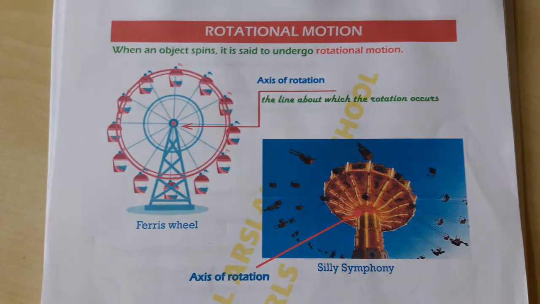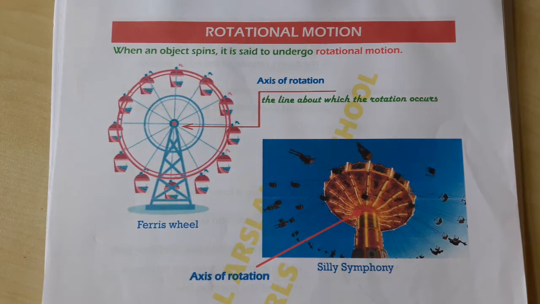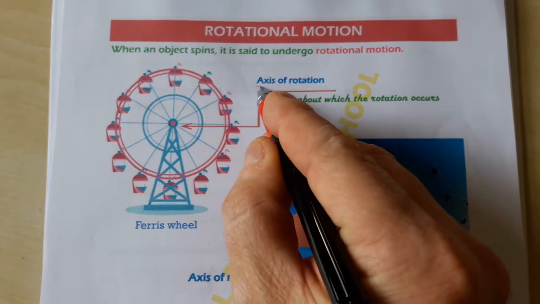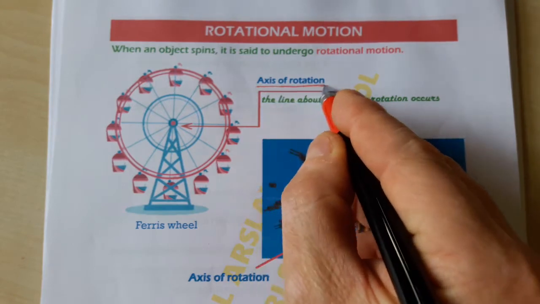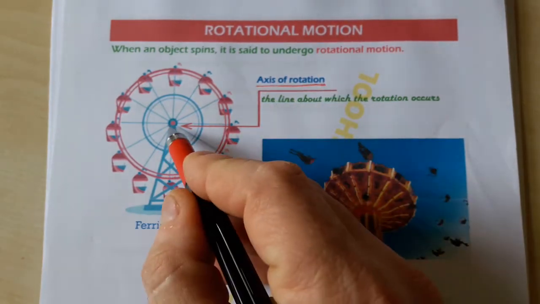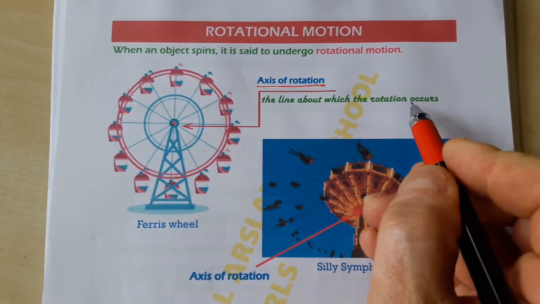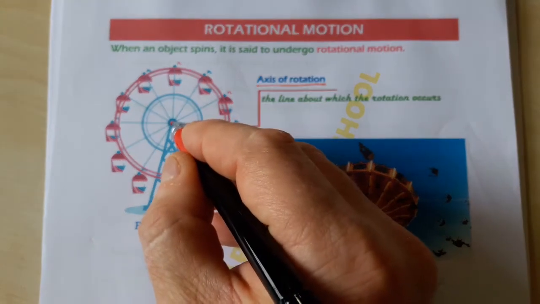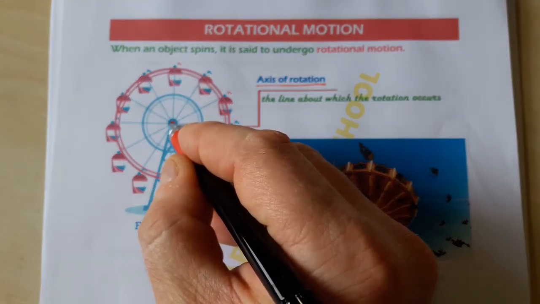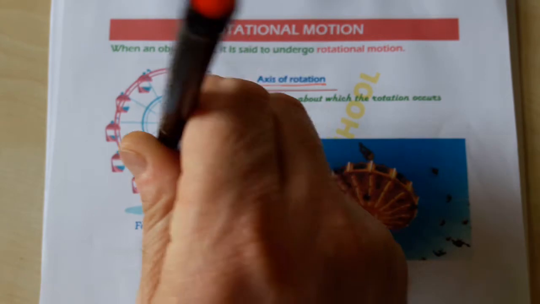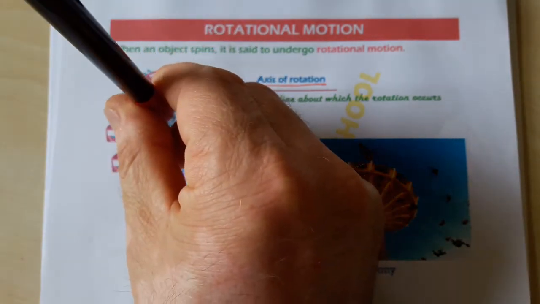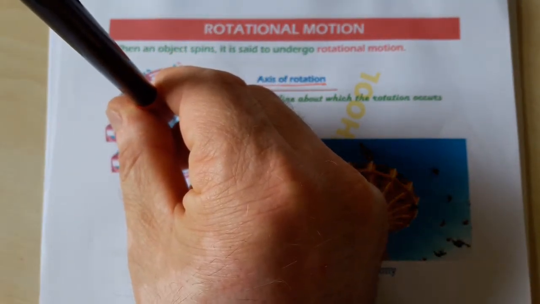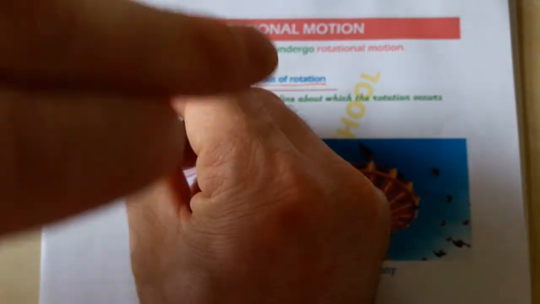So when an object is spinning, there is a point about which all the points of the object are rotating. This point, or this line, is known as the axis of rotation, the line about which the rotation occurs. Normally, on a two-dimensional surface, it seems to be a point. However, in three dimensions, it's a line. Because it's vertical, it's a line. About this line, the object is rotating.